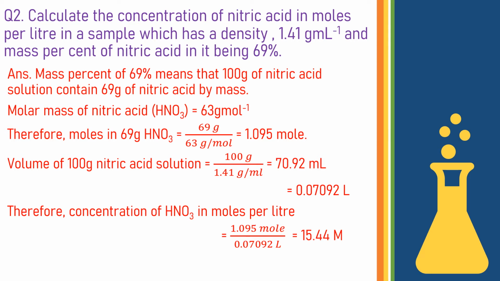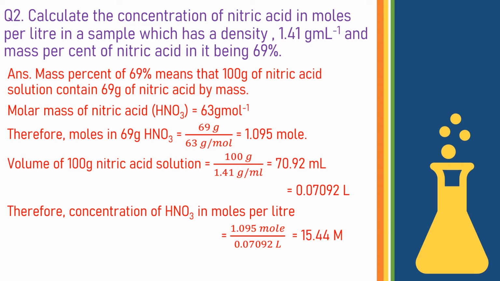So now we have got the number of moles and the volume. So now we can simply calculate the concentration of nitric acid in moles per liter. So that will give us 1.095, that is the number of moles, divided by volume, that is 0.07092 liters. Then after dividing both of them, we get the concentration, that is 15.44 molar or moles per liter. So I hope you have understood this question.